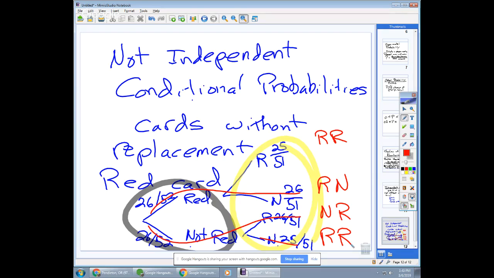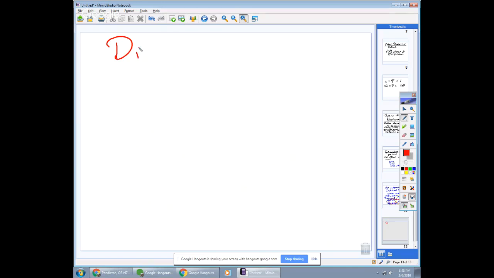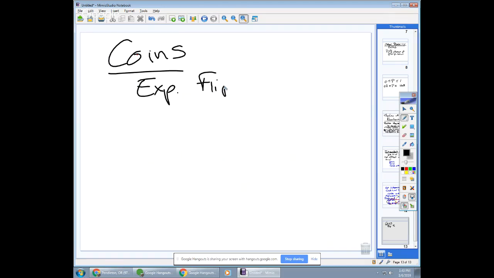So we're going to go back to independent events because they're easier to deal with. I'm going to go to dice. No, let's not do dice. We're not ready. Let's do coins. Okay. So the experiment is to flip 2 coins and just make a note of whether there was a head or a tail.